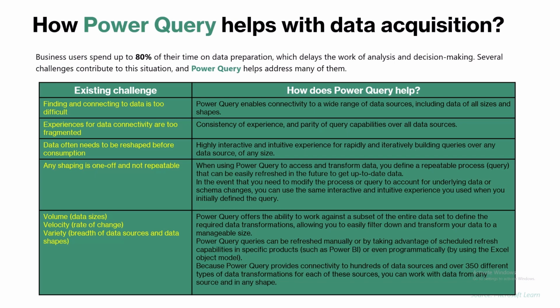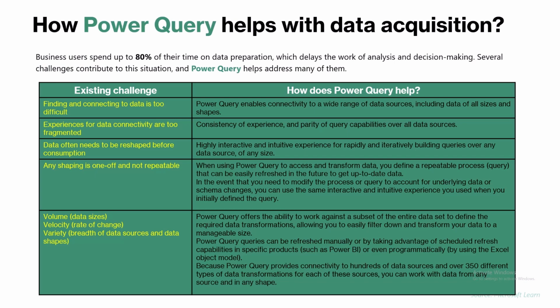So when you use Power Query to access and transform data, you define a repeatable process that can easily refresh in the future to get up-to-date data. In the event you need to modify the process or query to account for underlying data or schema changes, you can use parameters. If anything changes, you can create parameters. There are things you can do, which will be covered later in the series, showing how super helpful Power Query is.